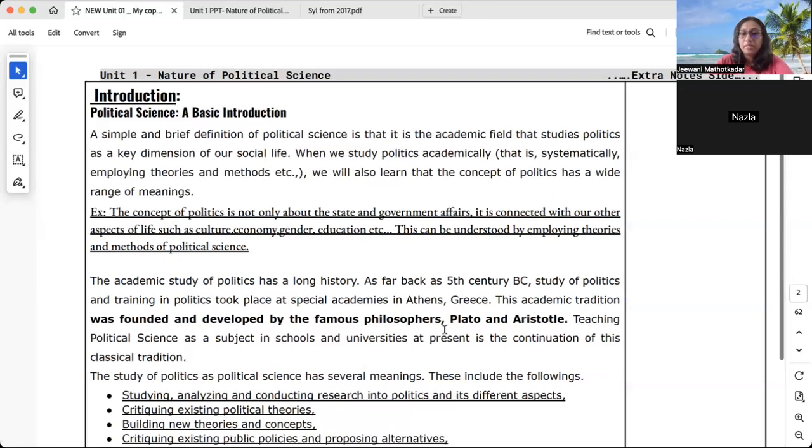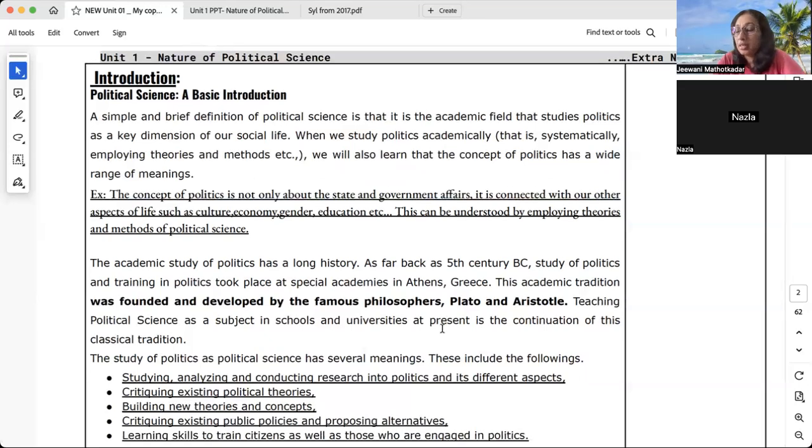Now, as an academic subject, political science has a long history. It goes as far back as the 5th century BC. When you consider political science as an academic discipline, it started in Athens, Greece. Political science was founded by Aristotle, who is considered the father of political science.